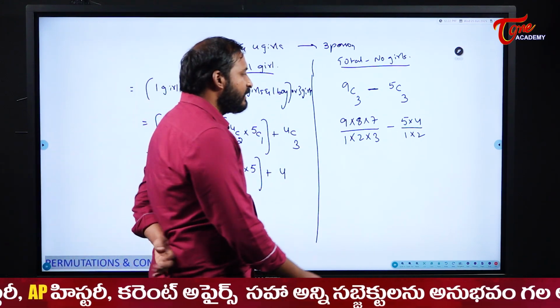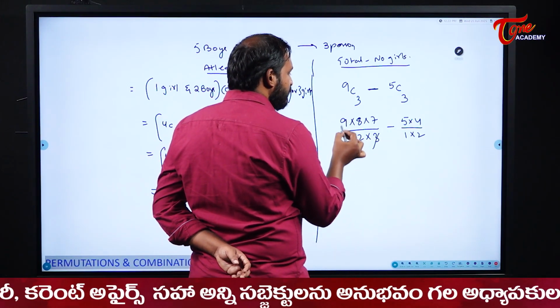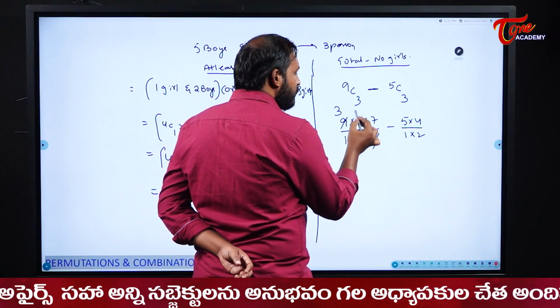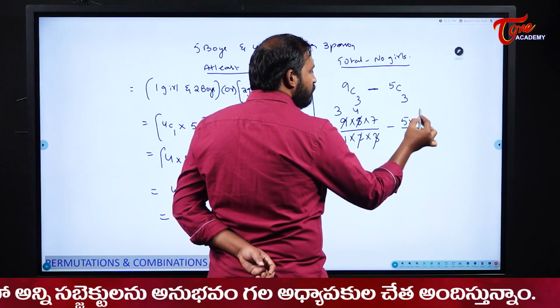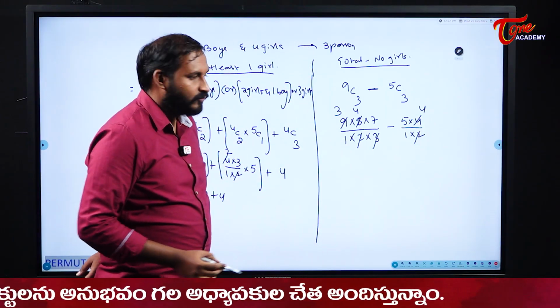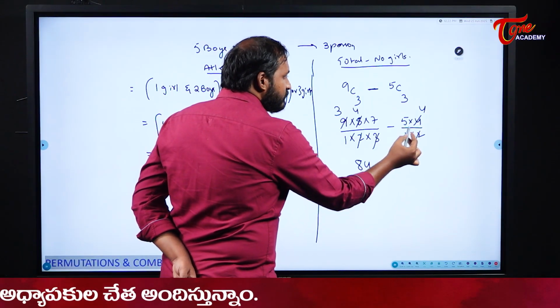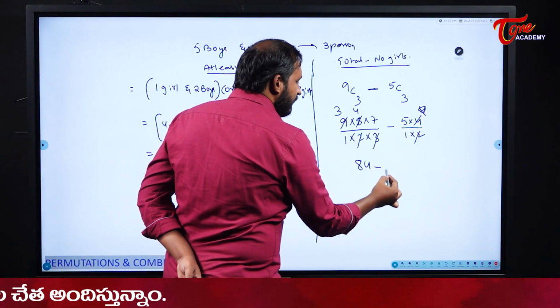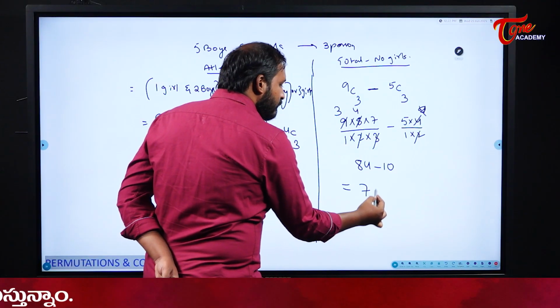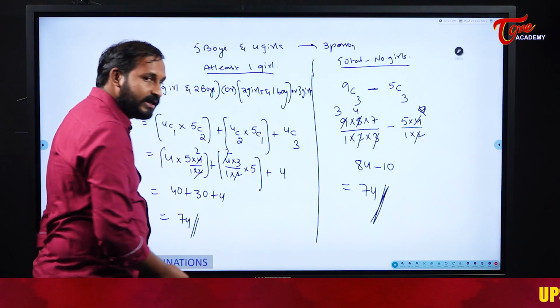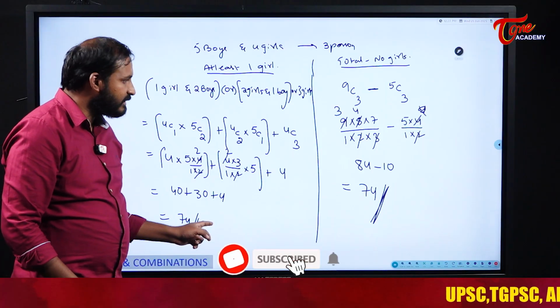Okay, now what will happen? 2 3s are 6, 3 3s are 9, 2 4s are 8. Now 3 4s are 12, 12 7s are 84, minus 10. It will become 74. So both are the same here and here.